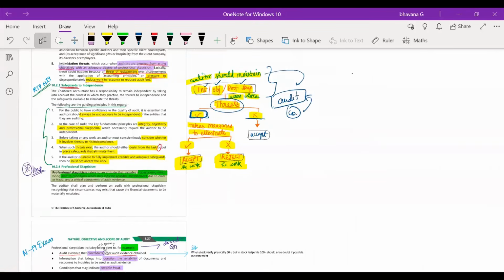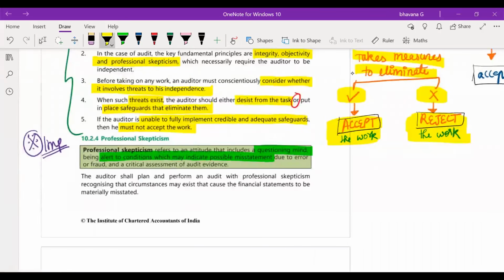So now see, I told you that I'll tell you about professional skepticism. Professional skepticism, this is very important, guys. Okay, this is very important. Professional skepticism means nothing but QA, question answer. This is professional skepticism. What is professional skepticism? Question and answer, Q&A.